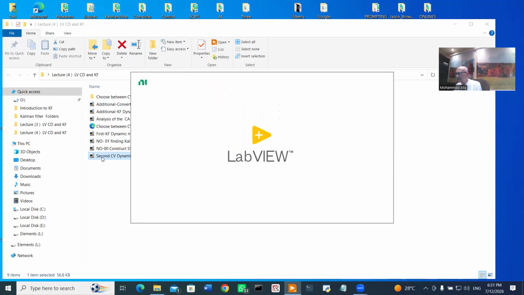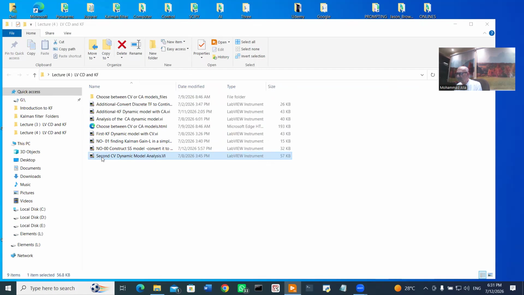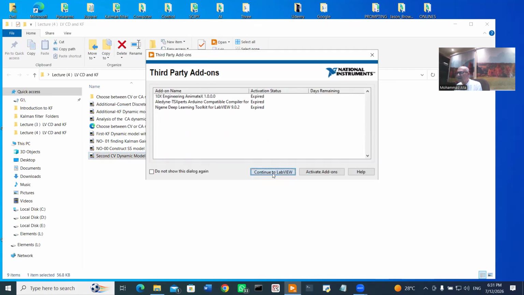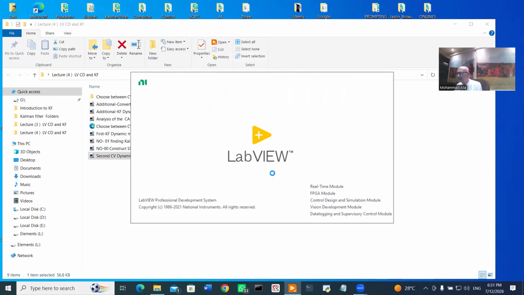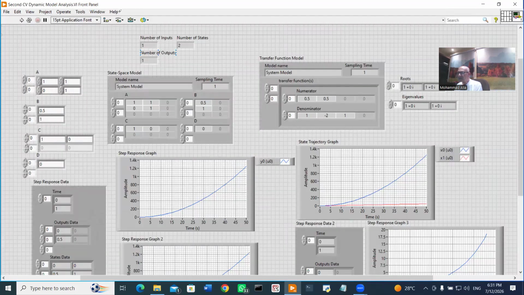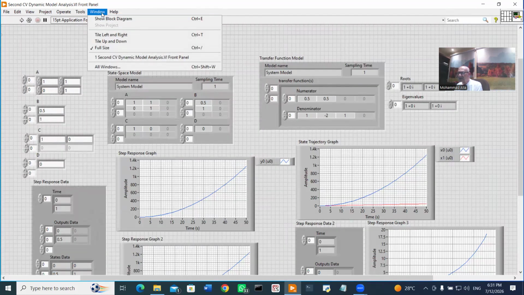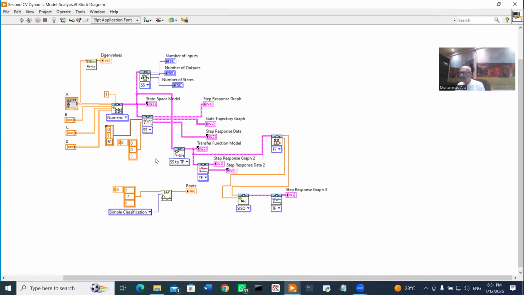This is the second example related to the constant velocity Kalman filter. Okay, so let us go to the block diagram. Here is the state space model which I have created. It is given a sampling time, so this is a discrete model.